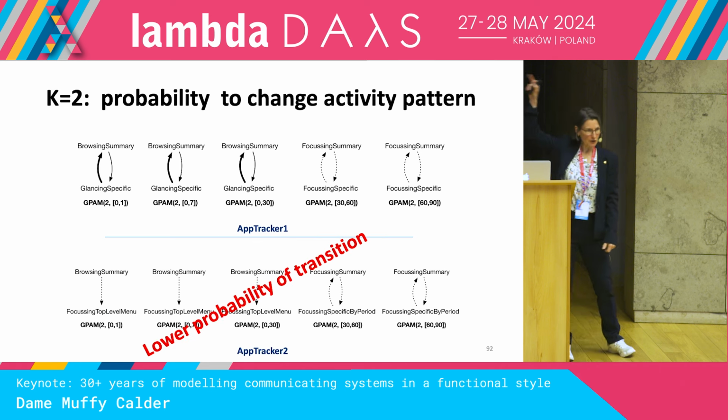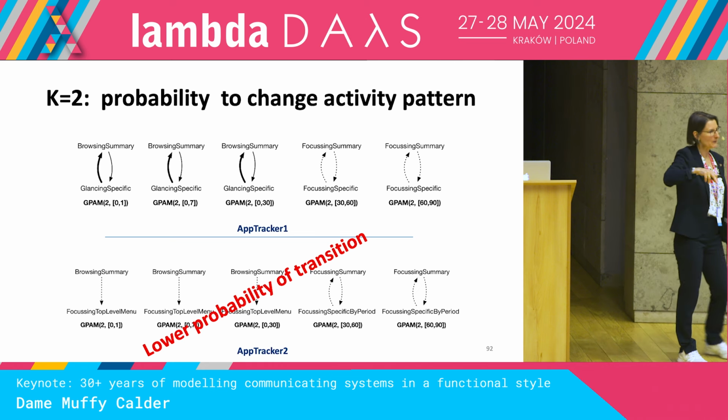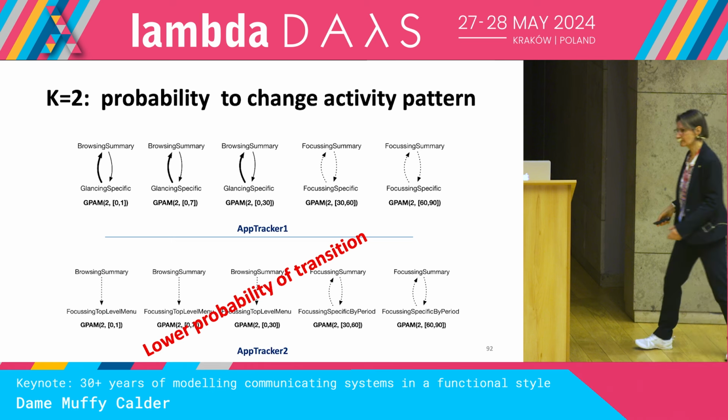That in App Tracker 2, you will see the probability to move between activity patterns was extremely low. And my interpretation of that is we have designed now the system that suits user styles, because when they find their style, they don't move between them, whereas in the first one they did.